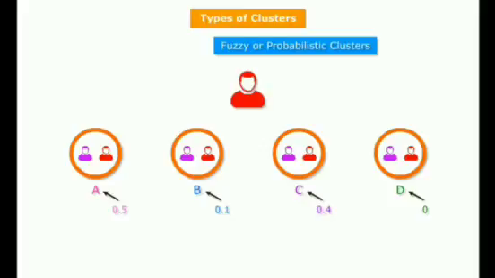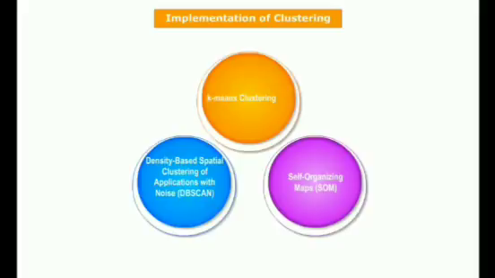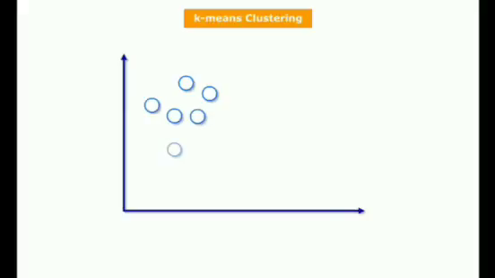Some of the most common implementations of clustering are k-means clustering, density-based spatial clustering of applications with noise, and self-organizing maps. These algorithms follow different approaches to identify clusters in a dataset. In this topic, you will learn about k-means clustering in detail. K-means clustering is a prototype-based clustering method where the dataset is divided into k clusters. K-means clustering is one of the simplest and most commonly used clustering algorithms.